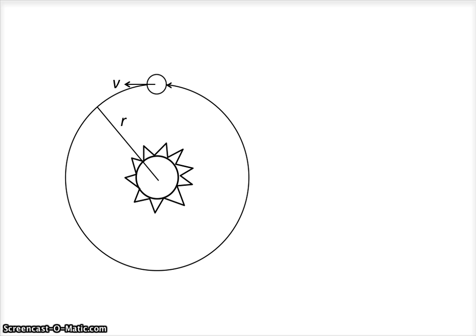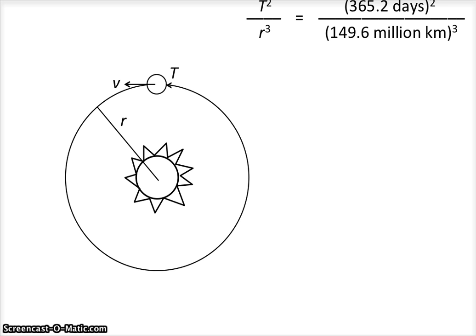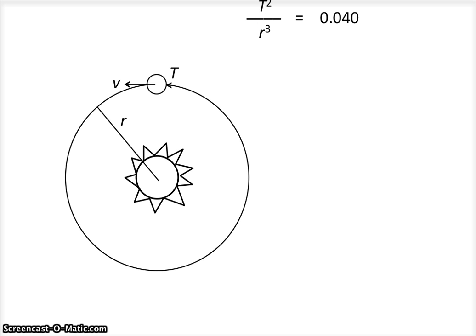Now this planet has some radius for its orbit. We call that the orbital radius. And the time it takes to make one revolution, to go around once, that's called the orbital period, capital T. If you take this planet, and let's say it's the Earth, and you take the orbital period squared and divide by the radius cubed, then for the Earth you have 365.2 days squared divided by 150 million kilometers, roughly, cubed, and you get 0.040.